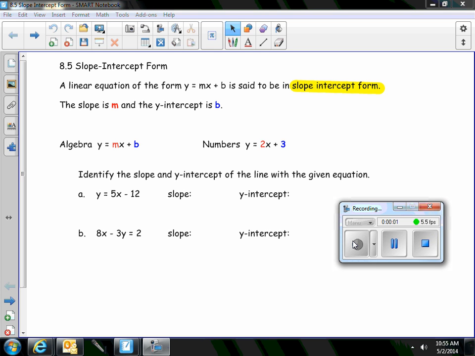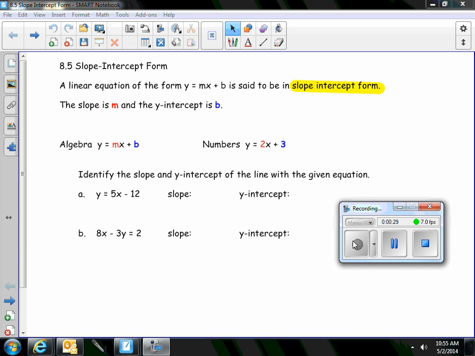In this lesson on slope-intercept form, in 8.5, a linear equation of the form y is equal to mx plus b is said to be in slope-intercept form. The slope is m and the y-intercept is b. So in algebra, you'll see it is y is equal to mx plus b. The m is a slope, the b is a y-intercept.